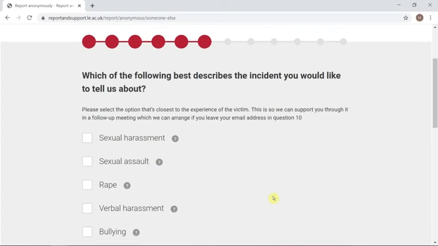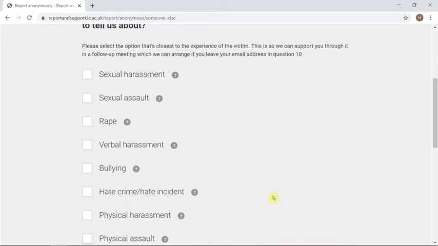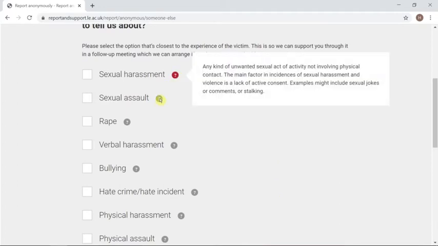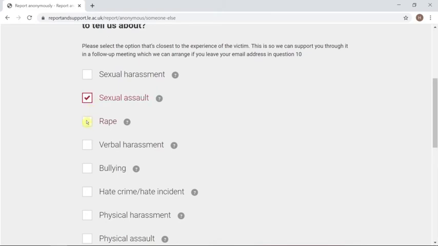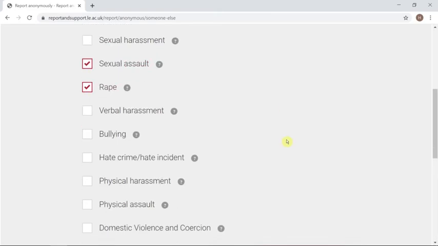This is also the case when categorising the incident type. There are some suggested definitions in the question marks next to each of the incident types, and you can select more than one option. If you can, please try and select the incident type which best suits the student's interpretation and disclosure of it, rather than your own perception or categorisation of what happened.